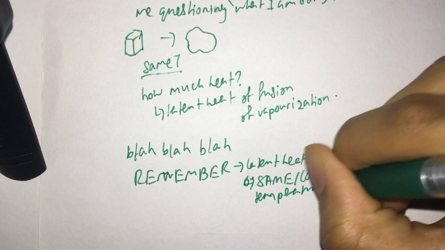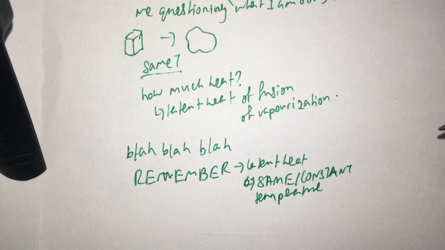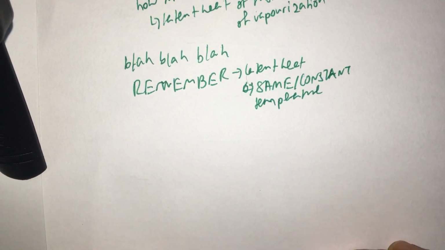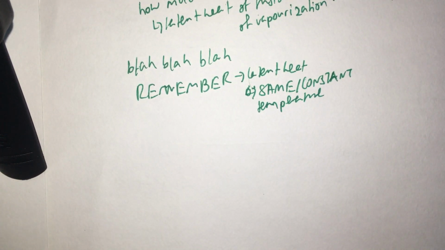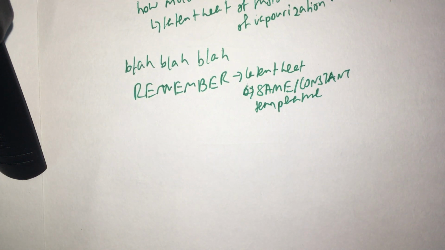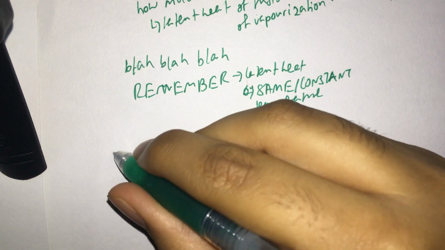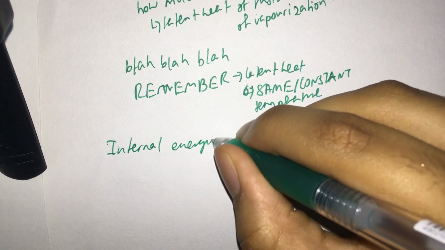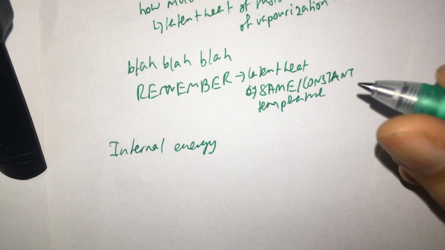Okay, so now that we understand those two terms, let's move on to the next point, and we look at internal energy. Last time we looked at some weird equations, with the molecule moving around and colliding with the wall. Basically, the idea is that the energy that the molecule has is internal. The energy that all the molecules in a system have is called the internal energy.